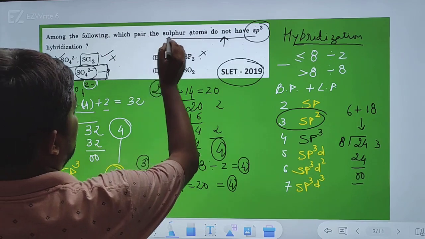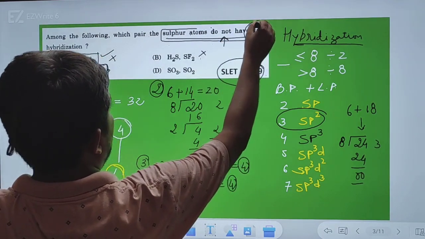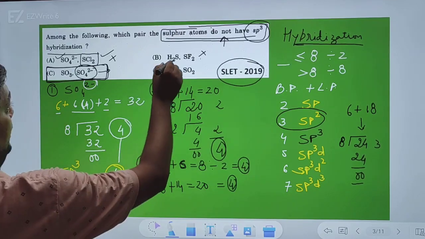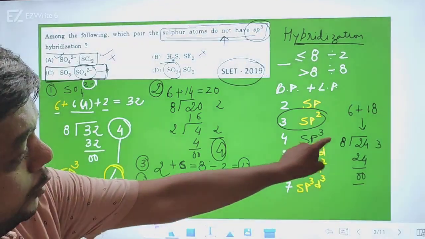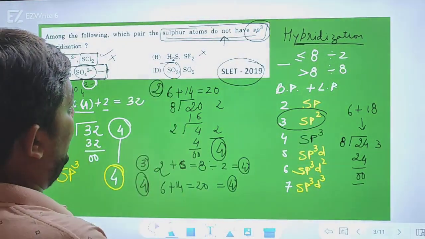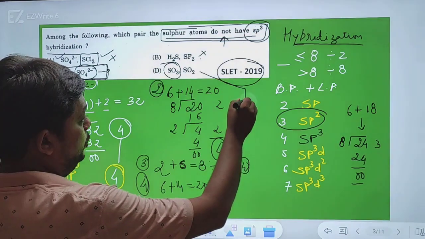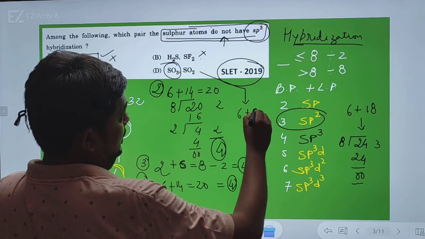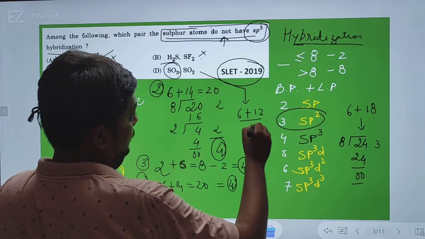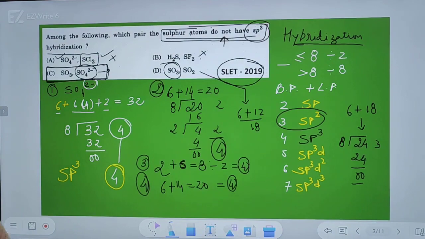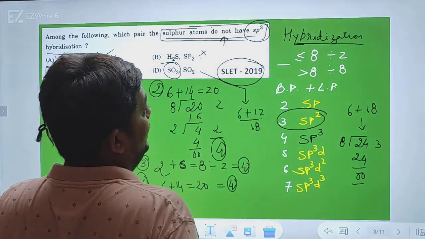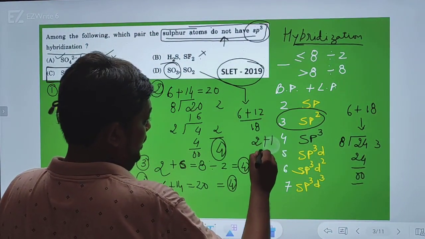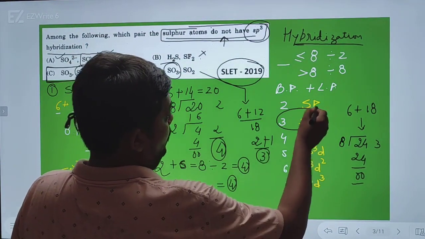Among the following, which pair of sulfur atoms do not have sp3 hybridization? Means both should not have sp3 hybridization. Definitely this is not sp3 hybridization, it is sp2 hybridization. Coming towards SO2, let us just check SO2. Sulfur has 6 electrons, oxygen has 6 and 6, 12, so it's a total of 18 electrons, friends. When the total is 18 electrons, you divide it by 8, it's 8, 2 times 16, you are left with 1, so it will be, friends, 2 plus 1, a total of 3, and it will again go with sp2.